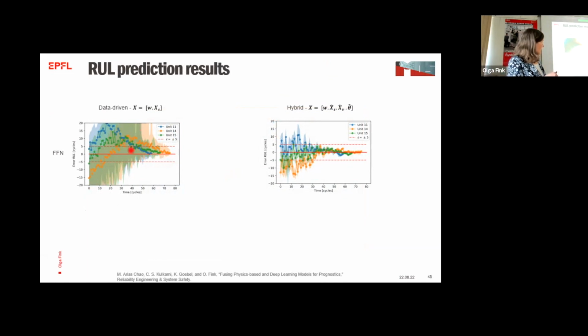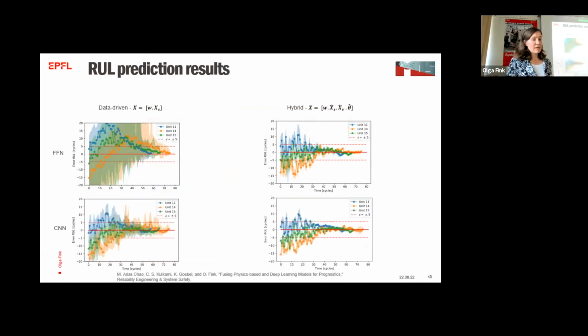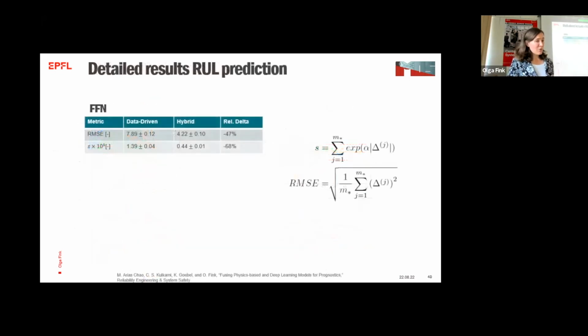So what you see is that the hybrid approach performs already much better. We also applied convolutional neural networks to it. So on the one hand, we have an improvement in the data-driven part here from the feed-forward to the convolutional neural network, but we also have quite a significant improvement now here for the hybrid part. We also quantified the results. We have quite an improvement between the data-driven and the hybrid part.